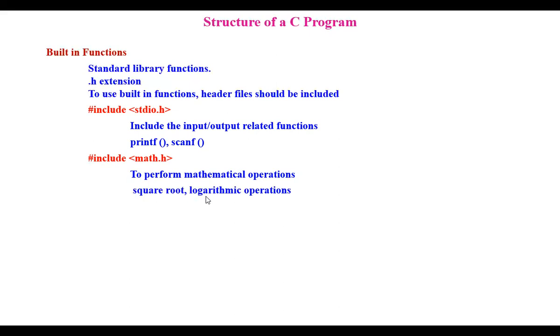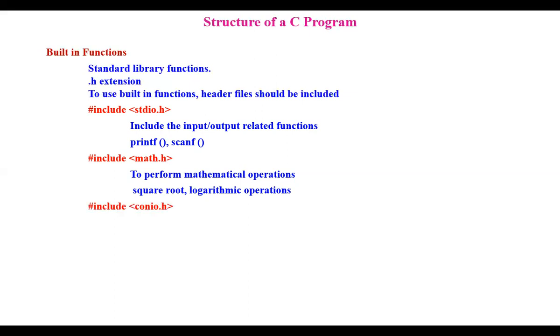Their square root, logarithmic operations, all this comes under this math.h file. Suppose you are not including this math.h file in your program, and you want to do some logarithmic operations, it is not possible. It shows some error, right? Because we have to include it. When you tell that in your program, you will be given the permission to use that particular header file, that particular function.